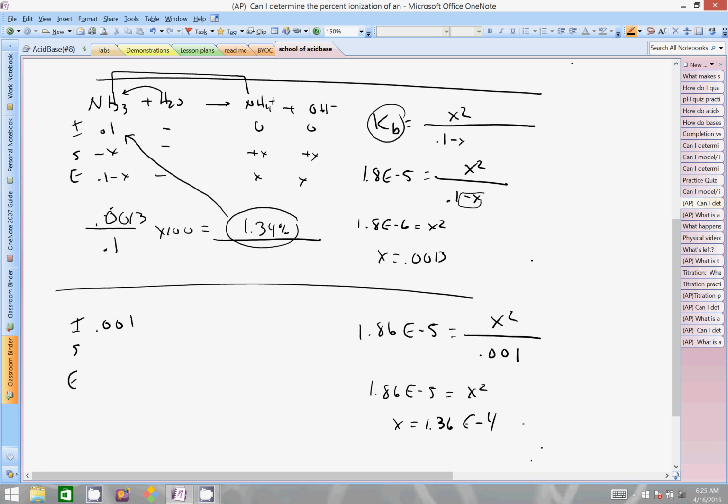Okay, now at this point, that's my x value: 1.36 e to the negative fourth divided by 0.001 times 100, and I'm getting, at this point, 13% ionization. So it just depends on the concentration. Okay, end of that little tutorial, and we're ready to move on.